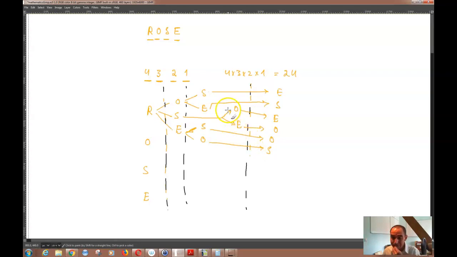So you can see that. For example, over here, what you would get is R, O, S, E. Over here, you would get R, O, E, S. Over here you would get R, S, O, E. Over here you would get R, S, E, O. Over here you would get R, E, S, O. And over here you would get R, E, O, S.